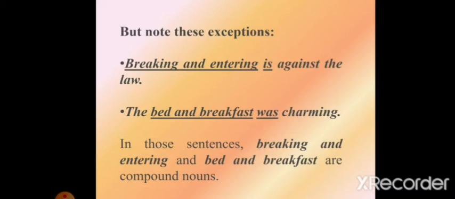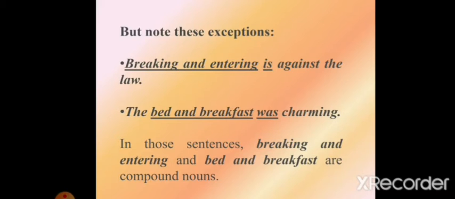But note these exceptions. There are certain exceptions. You see, in the English language, there are many exceptions. In every part of speech, you will have many exceptions. Now, these exceptions here are: breaking and entering is against the law. The bed and breakfast was charming. In those sentences, breaking and entering, bed and breakfast are compound nouns. There are two things, but they are taken as one.